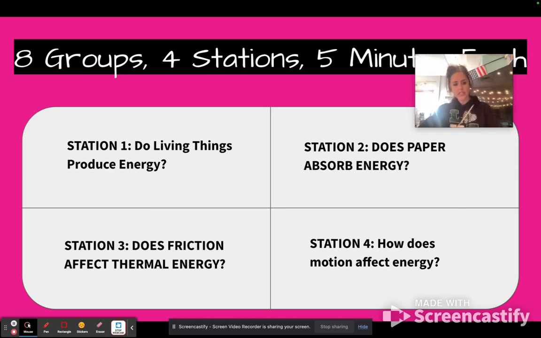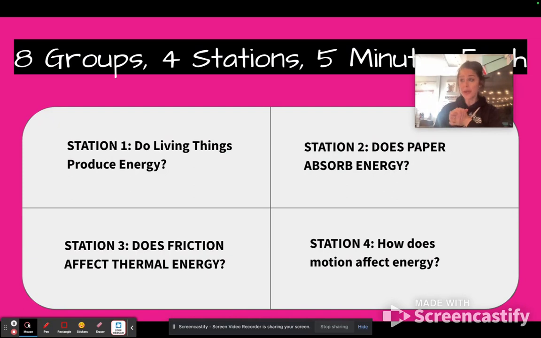Moving on. Station 3, does friction affect thermal energy? Hopefully by now you already know, but they are giving you a way to kind of dive a little bit further into it. So your prediction on this one, predict what will happen to the temperature of the wood when you rub the wood with sandpaper.